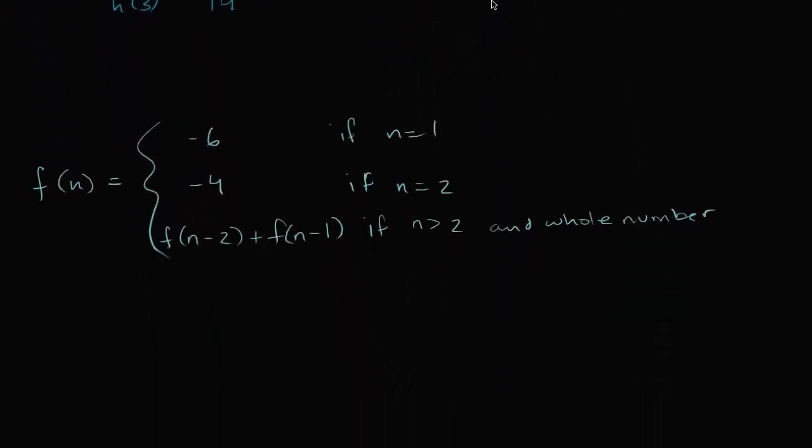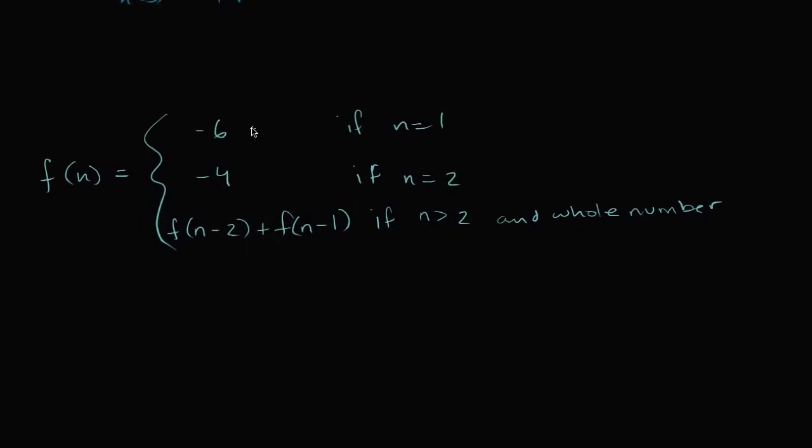And this one is interesting because we now have two base cases. So let's think about this. Let's just say we wanted to figure out what f of 4 is. Well, we're going to fall into this case. 4 is greater than 2 and it's a whole number. It's going to be f of 4 minus 2, so it's going to be f of 2 plus f of 4 minus 1, f of 3. So f of 4 is going to be the sum of the preceding two numbers.